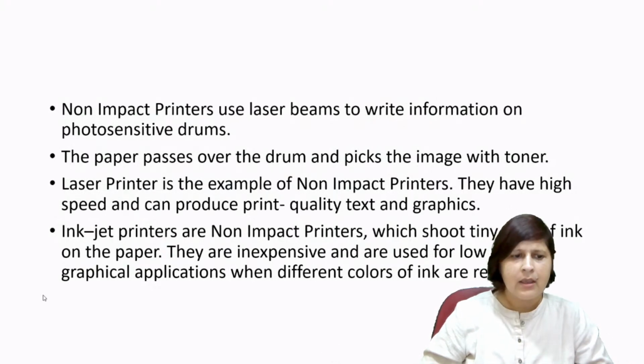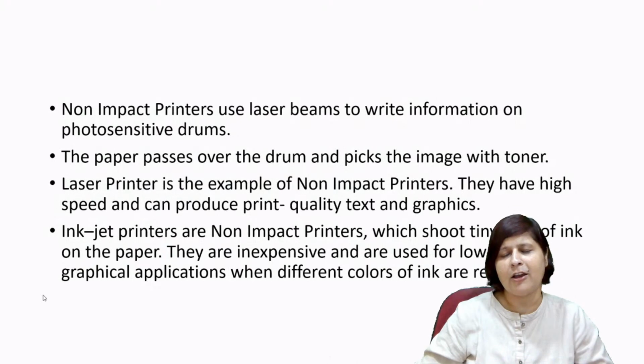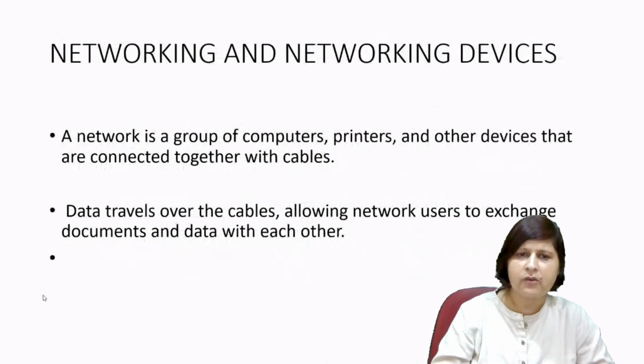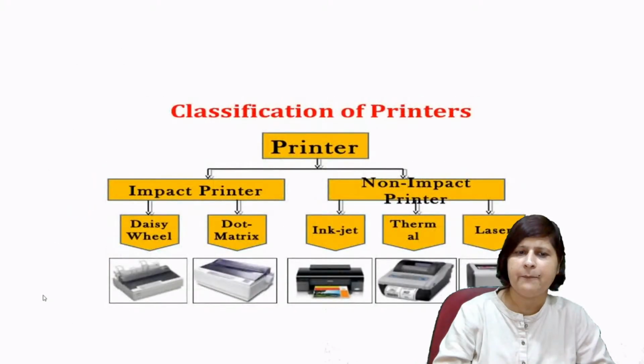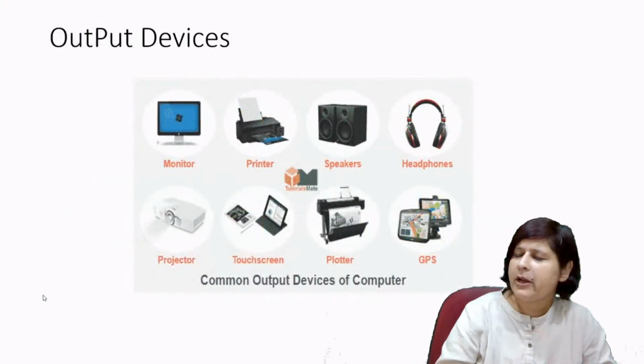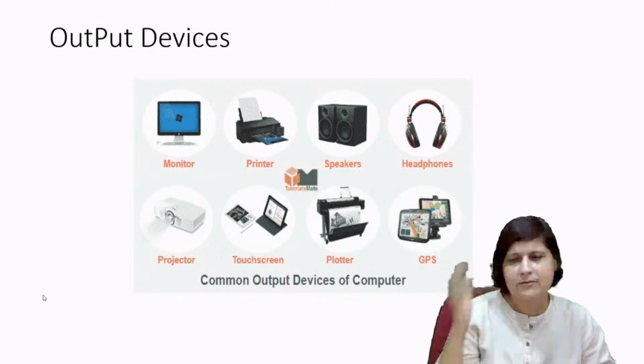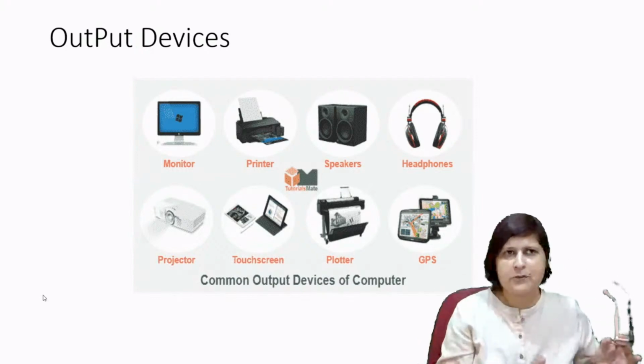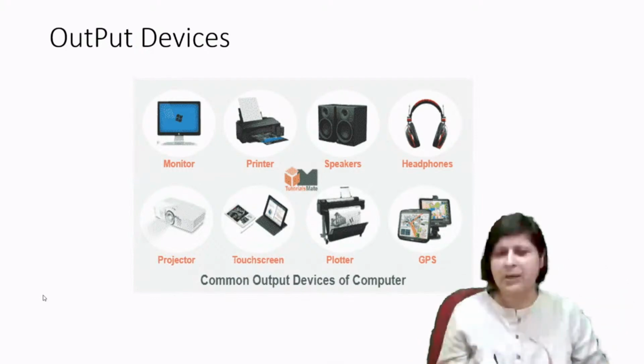Right? Inkjet printer is a non-impact printer which shoots tiny dots of ink onto paper. They are inexpensive and are used for low volume graphic applications when different colors of ink are required. Right? So printer is your output device. We explained the two types of printer, impact and non-impact printer.